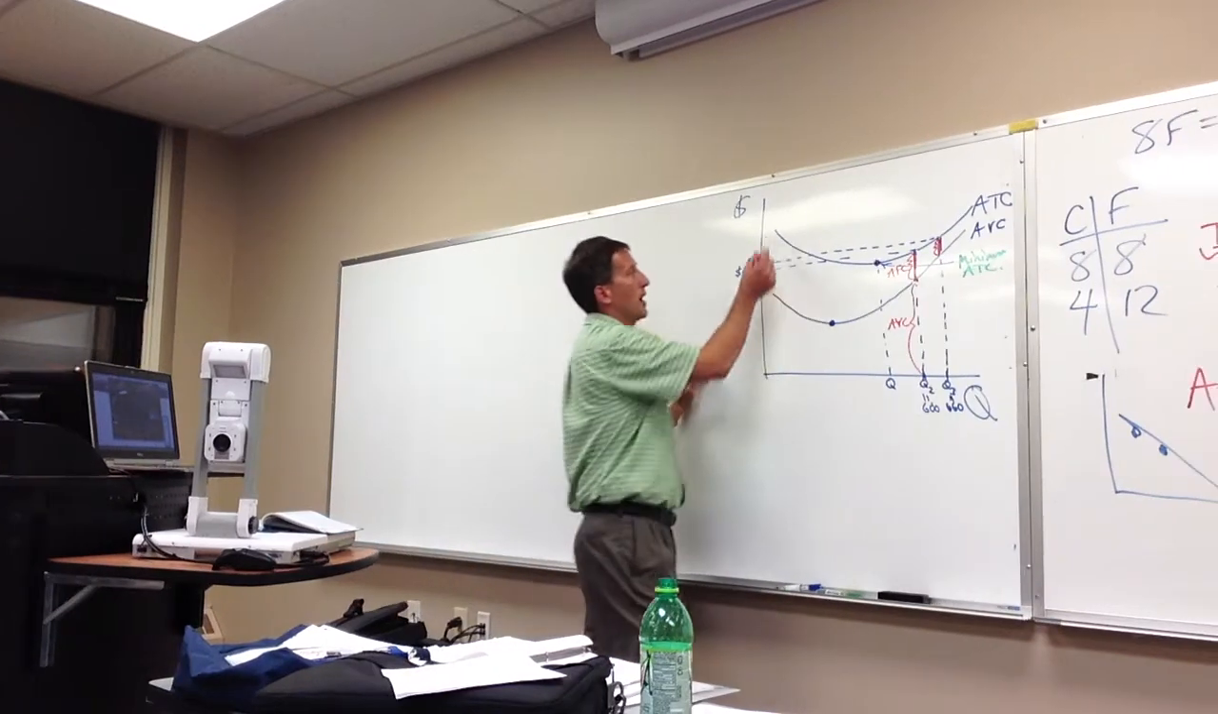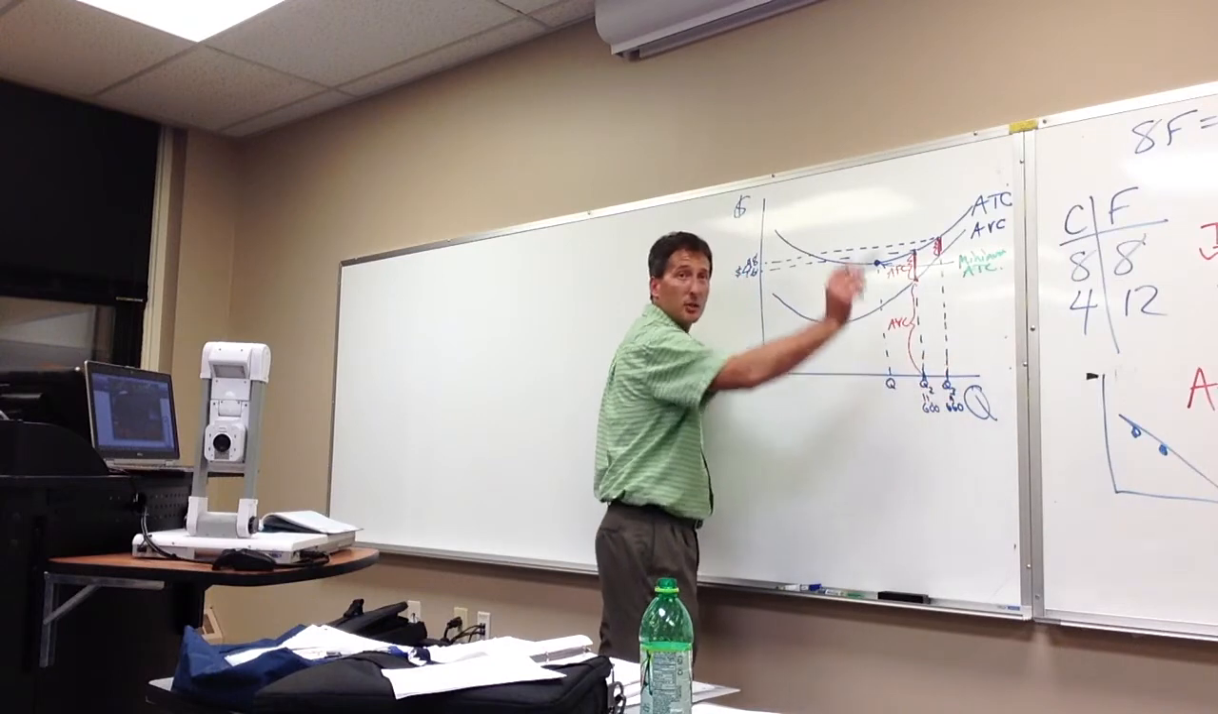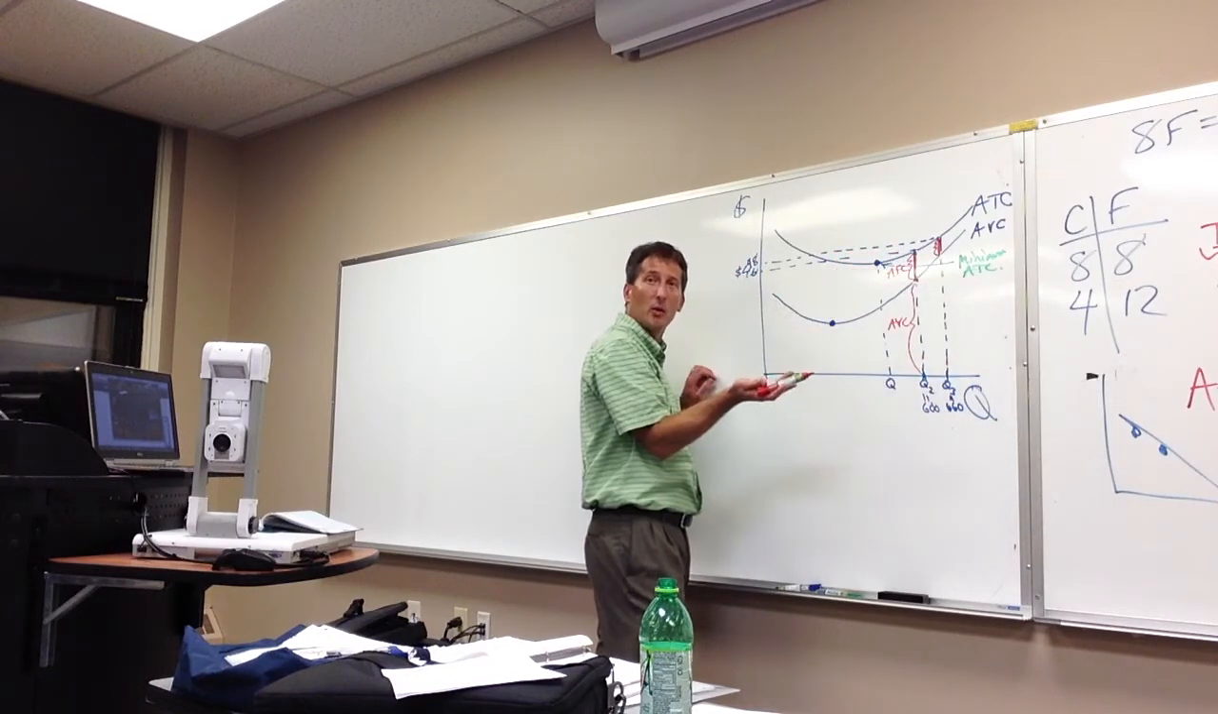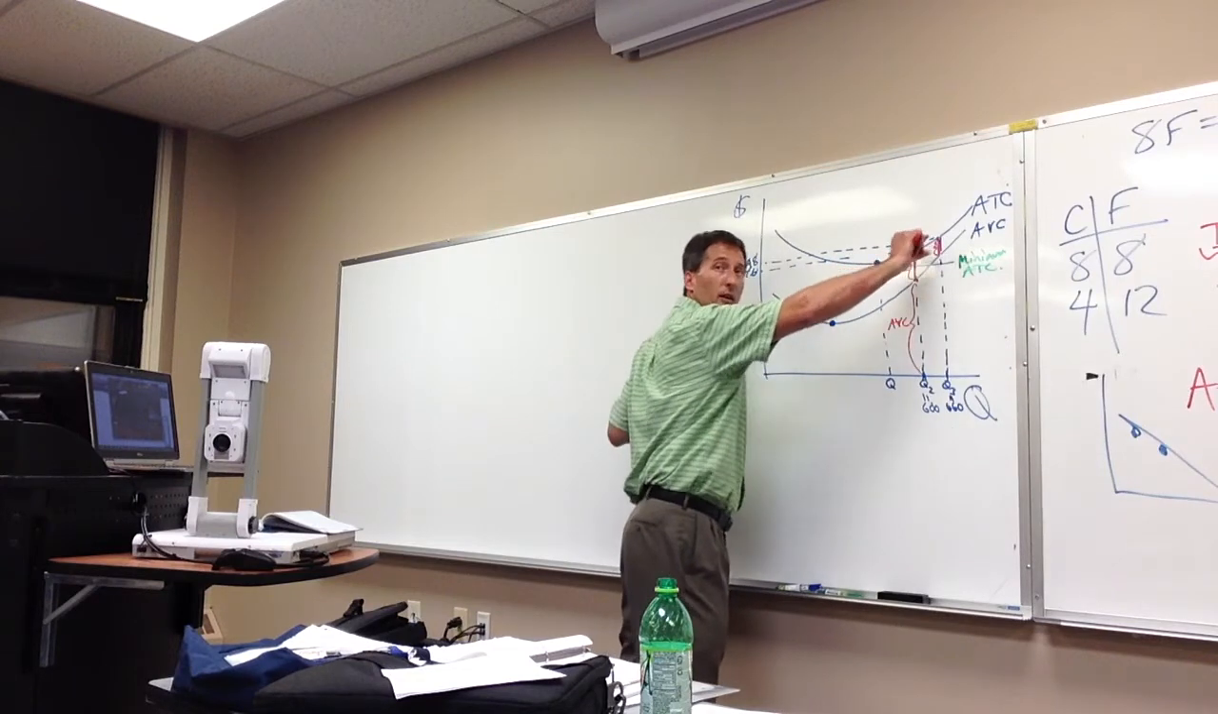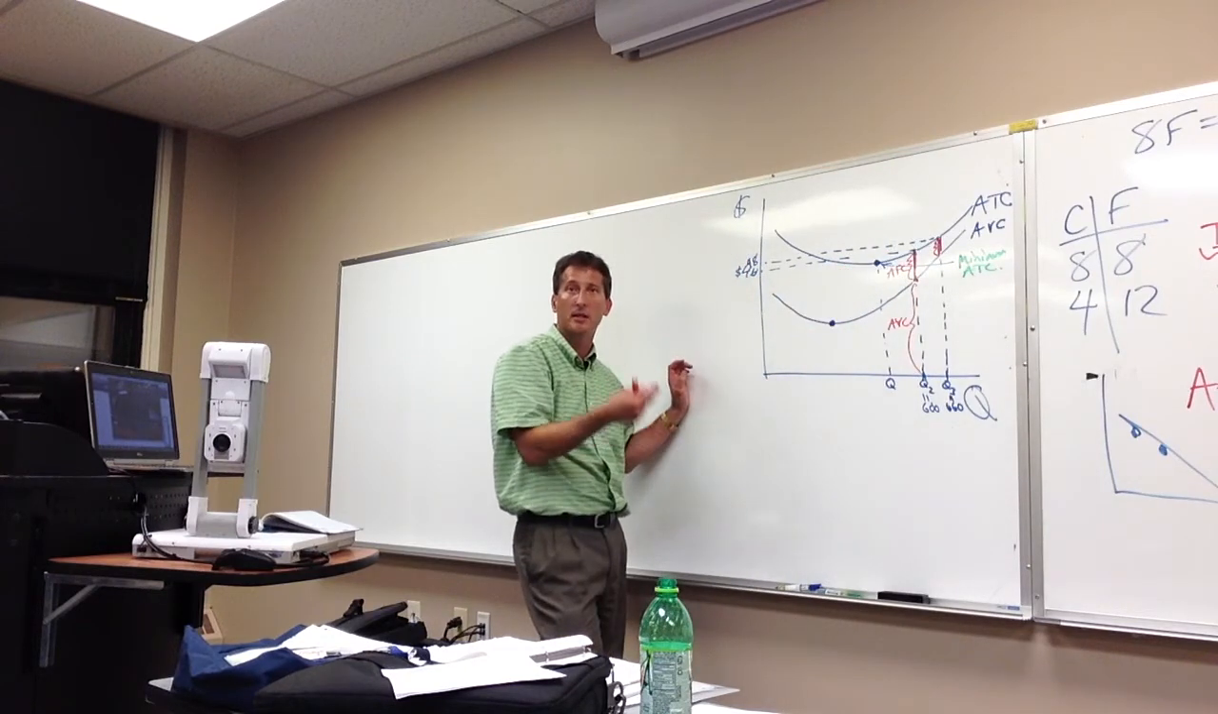So we could draw the average fixed cost. That's why I drew it first. We usually don't because it's kind of repetitive, right? Now that we know that the vertical distance is that, we really don't need to draw it because it's already there.